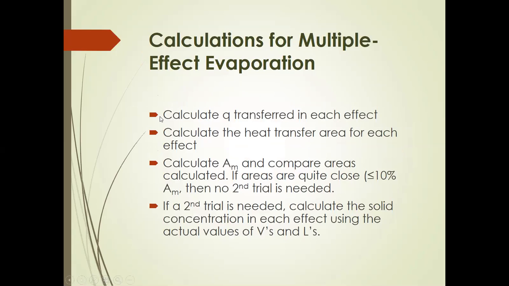Then you will go to the 10th step, which is you calculate the Q transferred in each effect. This Q transferred in each effect is actually assumed initially as equal, but you can calculate this based on the individual energy balances of each of your effects. Then after determining the Q of each effect, given the overall heat transfer coefficients for your effects, together with the delta T, you can determine the heat transfer area for each of your effects.